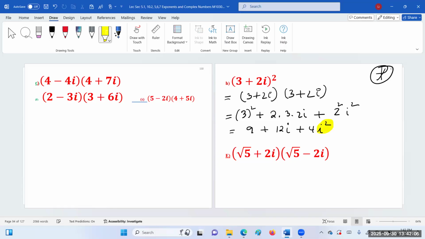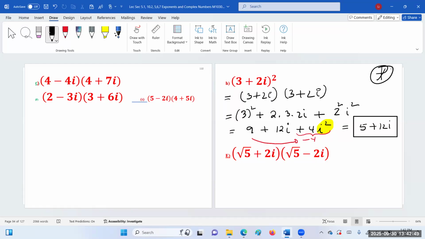i squared. That i squared makes this what? -4. So when you combine it, the 9, what's the result we get? 5 plus 12i. i squared is -1. You multiply that by 4, that's right. 2 squared is 4, and then i times i squared. With the power, it doesn't mean distribution, it means foiling them out.